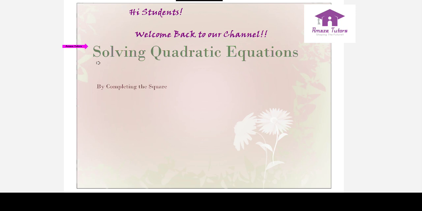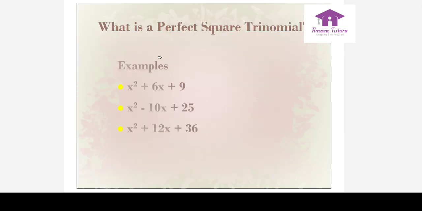Today we are going to see how to solve a quadratic equation using the completing the square method. Many students are confused with this method. I am going to explain today with one easy example. The steps are really easy. Before going to the method, let's see what a perfect square trinomial is.